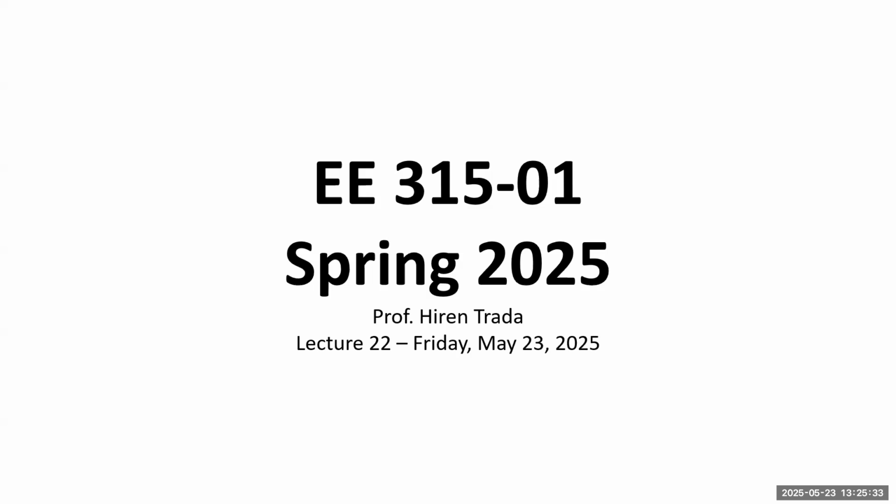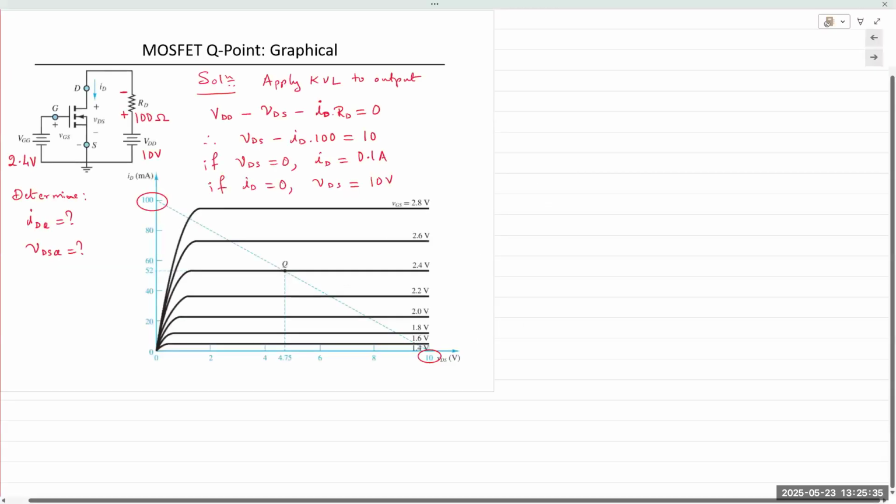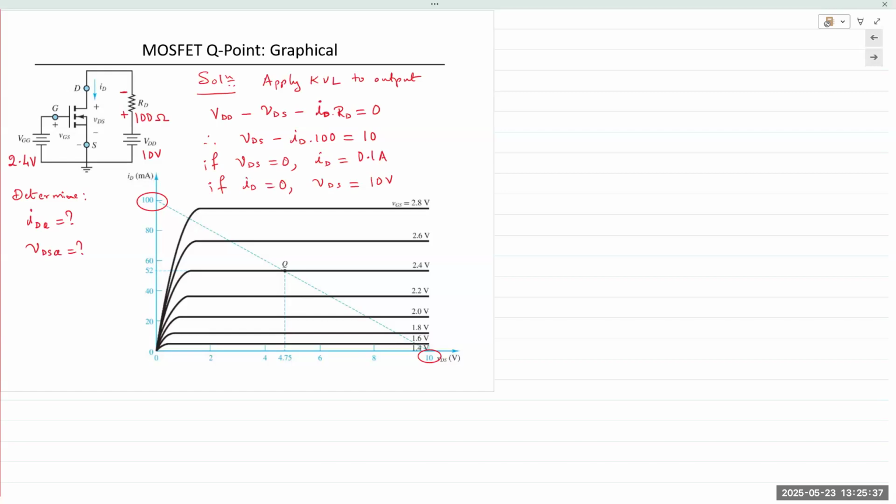Okay, so there were two or three examples I just wanted to go through, trying to determine the operating point of a MOSFET. Similar to how we did for BJTs, we can use graphical analysis or we can do an analytical analysis with calculations. Graphical is rather straightforward. Load line analysis, which we've already seen for diodes, Zener diodes, BJTs, same approach.